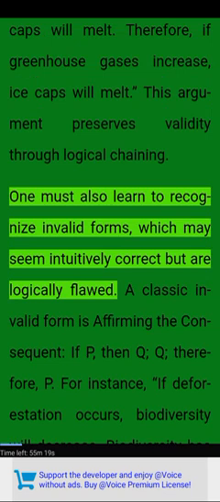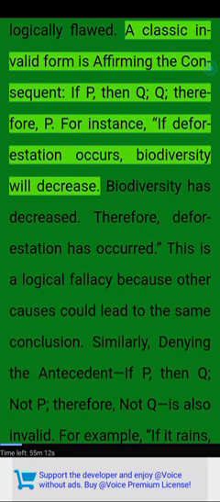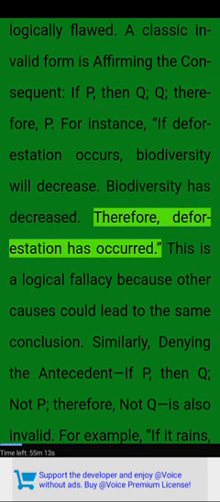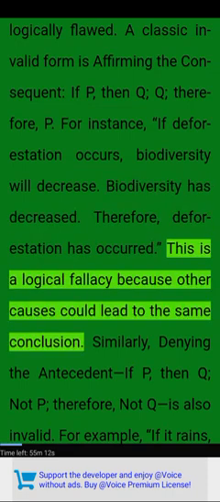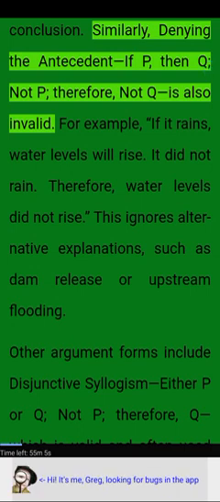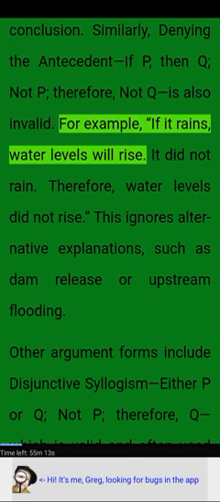One must also learn to recognize invalid forms, which may seem intuitively correct but are logically flawed. A classic invalid form is affirming the consequent. If P, then Q, Q, therefore, P. For instance, if deforestation occurs, biodiversity will decrease. Biodiversity has decreased. Therefore, deforestation has occurred. This is a logical fallacy because other causes could lead to the same conclusion. Similarly, denying the antecedent, if P, then Q, not P, therefore, not Q, is also invalid. For example, if it rains, water levels will rise.